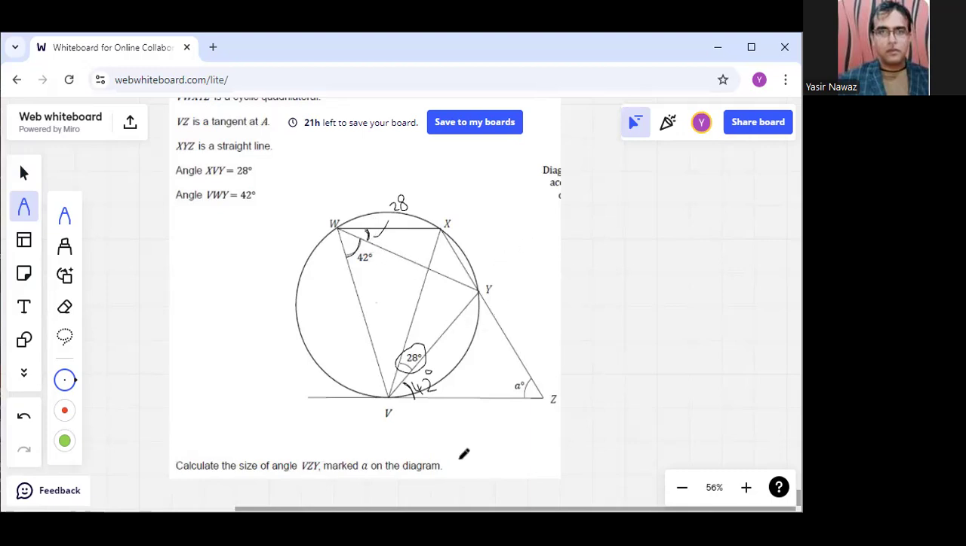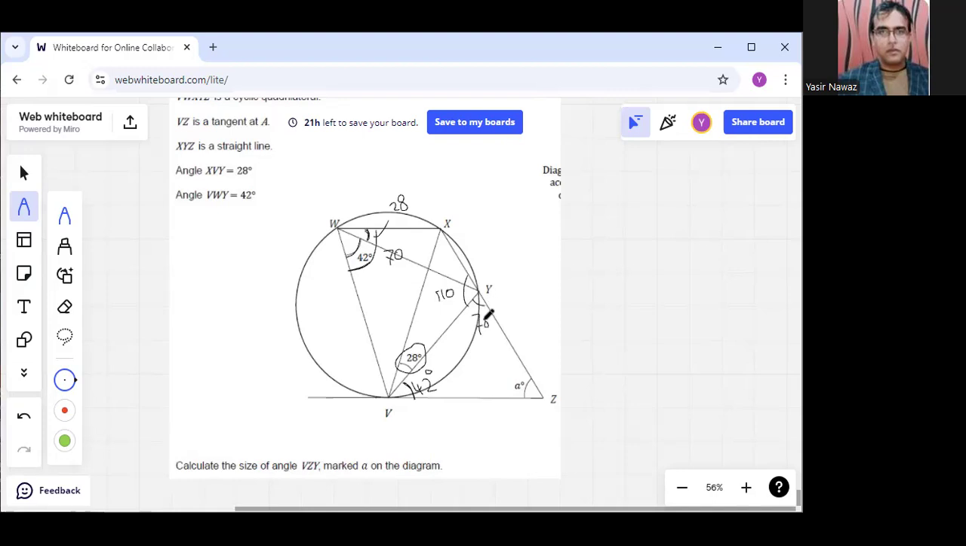Now look at that. They are the sum of 42 and 28. How much is it? 42 plus 28 is 70. So this total angle is 70. Then 180 minus 70 is 110, because of the cyclic quadrilateral. The sum of opposite angles in a cyclic quadrilateral is 180, so this angle would be 110. If this angle is 110, then this whole angle is 180, so 180 minus 110 would be 70. So this angle would be 70.